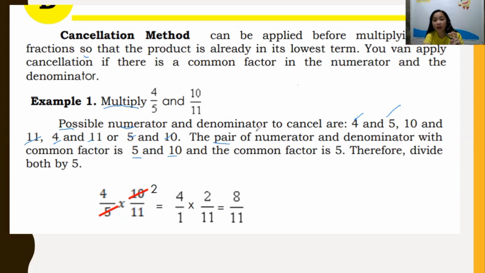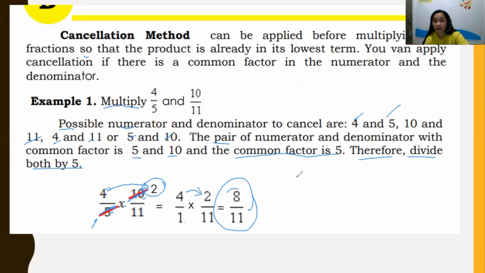What is the common factor of 5 and 10? The common factor is 5. Therefore, divide by 5. So we have 4 fifths times 10 elevenths. Since 10 and 5 can both be divided by 5, 10 divided by 5 is 2, and 5 divided by 5 is 1. So now we have 4 times 2 is 8, and 1 times 11 is 11. Therefore, the answer is 8 elevenths. So that is the cancellation method.